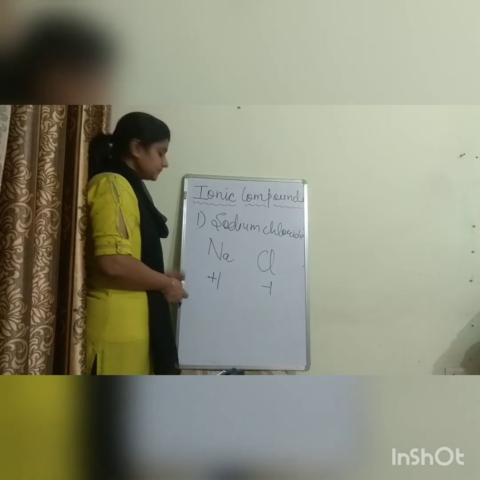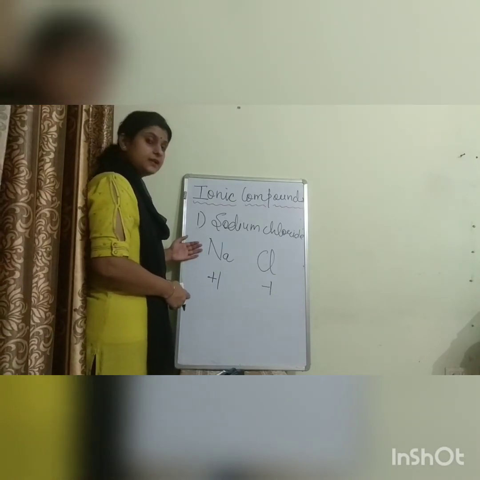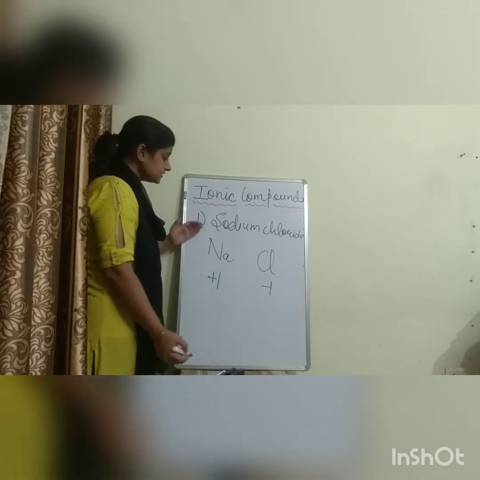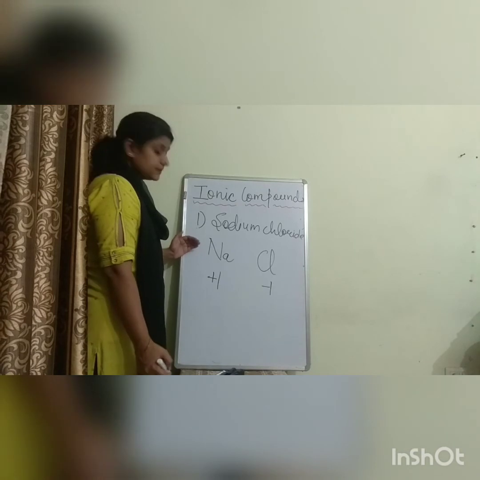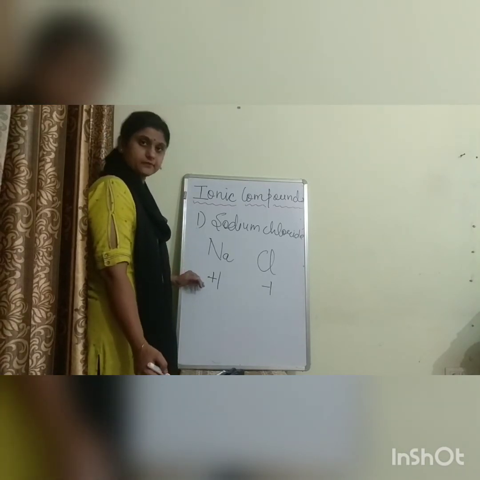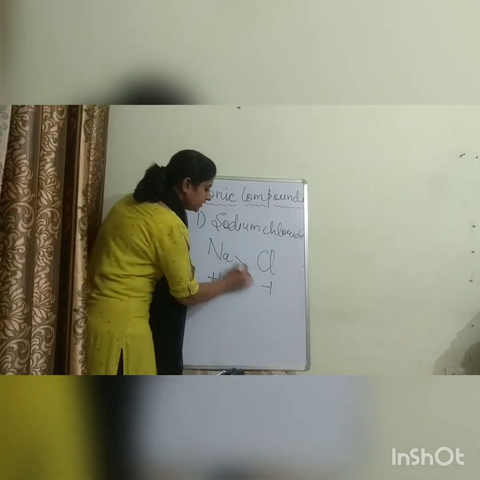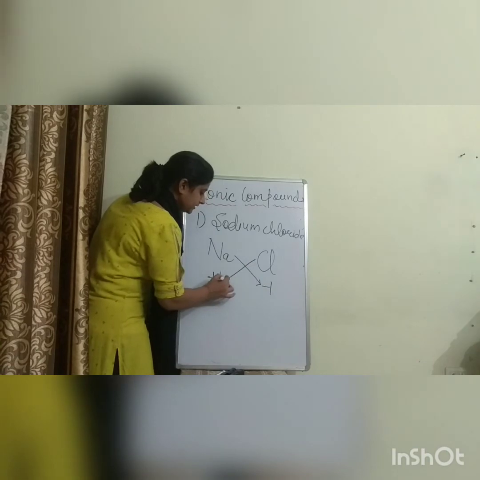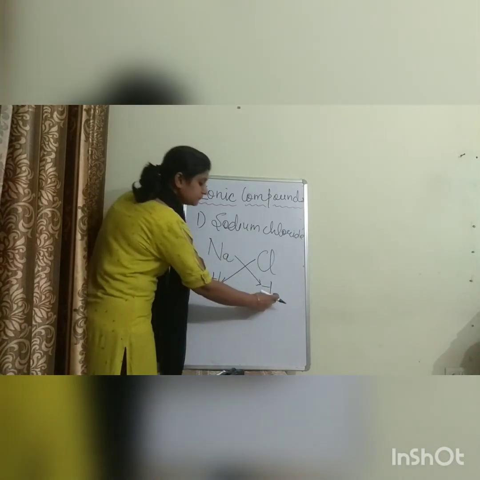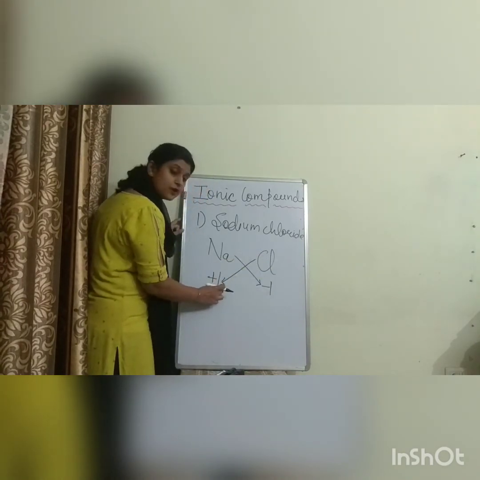Again I am repeating, the first step is to write the symbol of the metal on the left hand side and the symbol of the non-metal on the right hand side. Below the symbols, we write the valency of the metal and non-metal, right? After writing the valency, we have to cross multiply the valencies. It means now sodium will get 1 from here and chlorine will get the valency of 1.